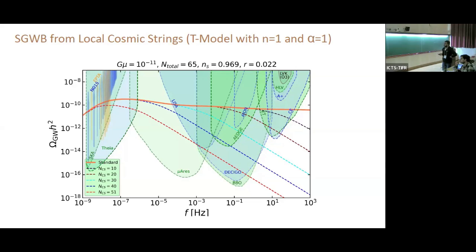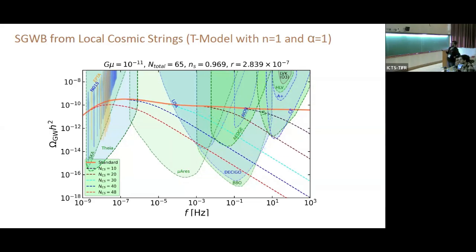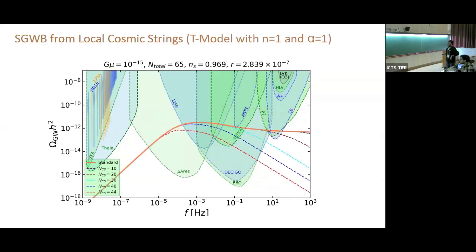As you can see, it depends on NCS, the number of e-folds of inflation that our cosmic string has experienced. As the value of NCS goes down, the turning point frequency shifts towards the right in the ultra-high regime. This is for r equals 0.022, and we can reduce the energy scale and see how it varies. Essentially, as we decrease the energy scale of inflation, the maximum permissible value of NCS, the maximum e-folds of inflation that our string can experience, decreases. Similarly, if we reduce the string tension, the NCS value also decreases.